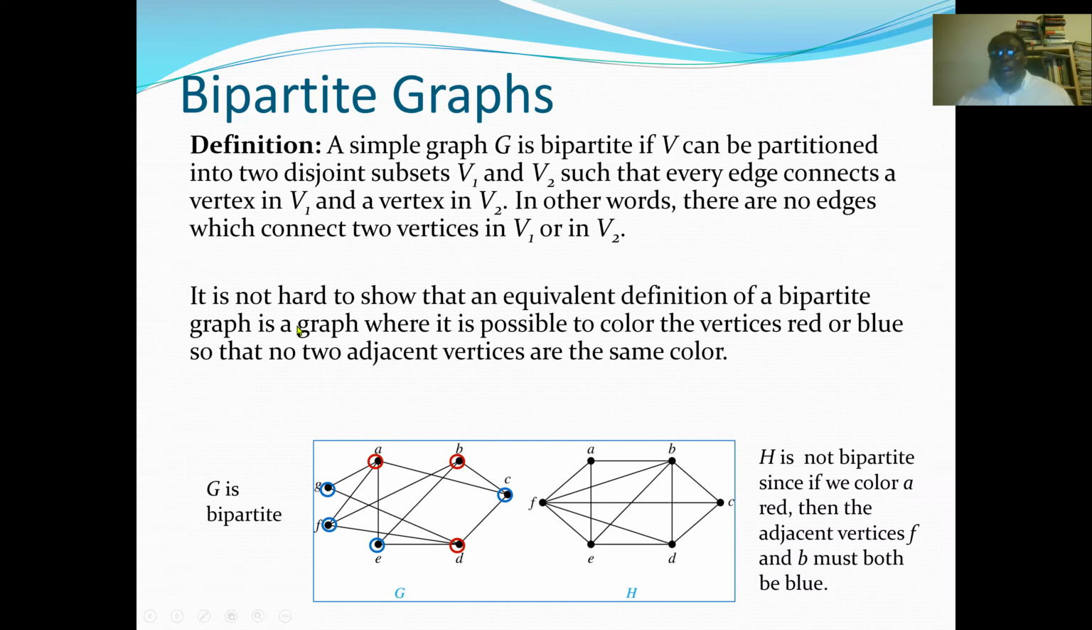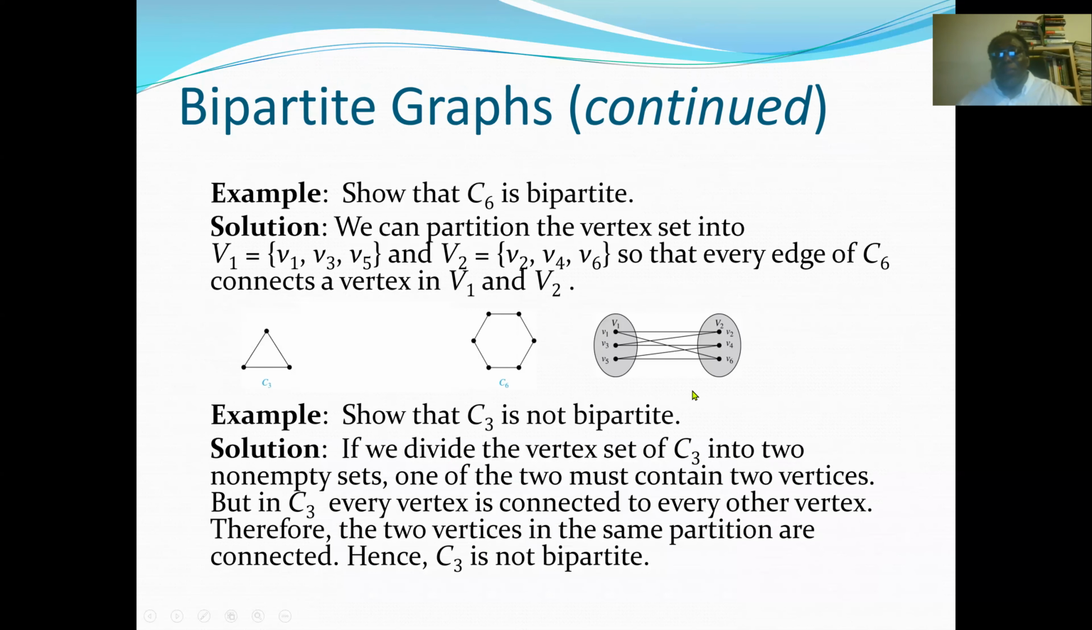Also, it is not hard to show that an equivalent definition of a bipartite graph is a graph where it is possible to color the vertices red or blue so that no two adjacent vertices are the same color. So the whole concept of a bipartite graph means we have one graph, we break it into two parts, and each edge connects the two parts. So this is an example here.